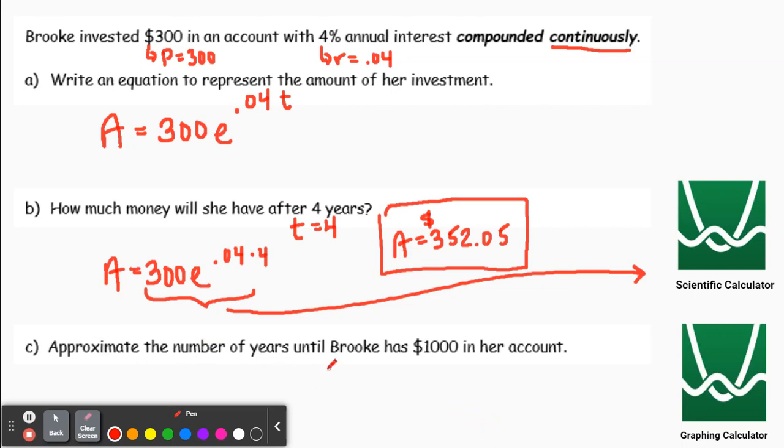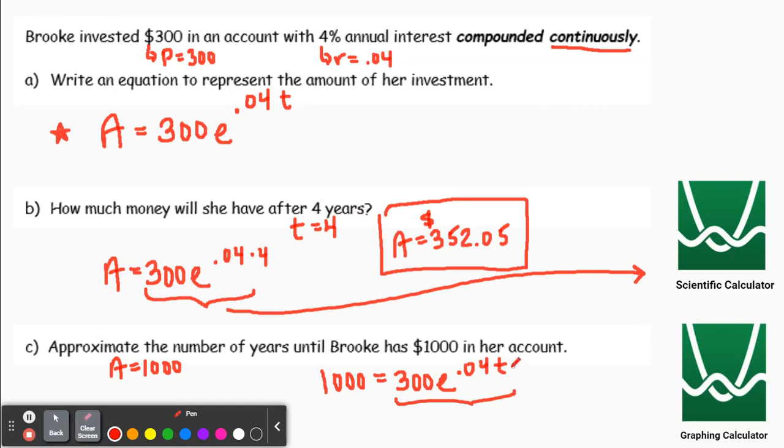Now we want to approximate the number of years until Brooke has $1,000 in her account. So we're going to go back to our original equation, and we're going to say we want our future value to be 1,000. So we will write 1,000 equals 300 e to the 0.04t. So I'm going to use t again. I don't want to use 4. This is a separate problem. I already finished that problem that dealt with 4 years. So I'm going to leave this as t and figure out what t is.